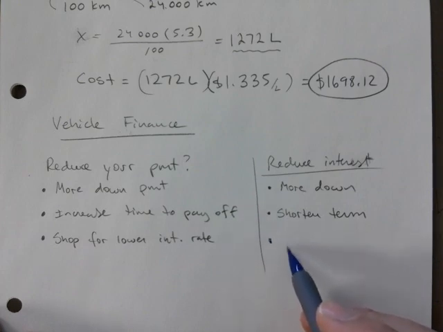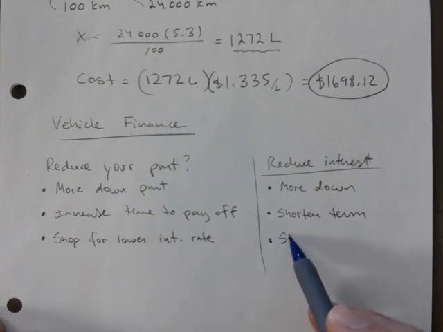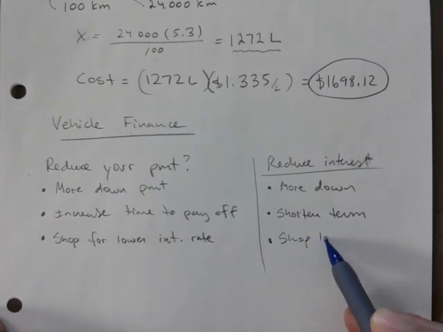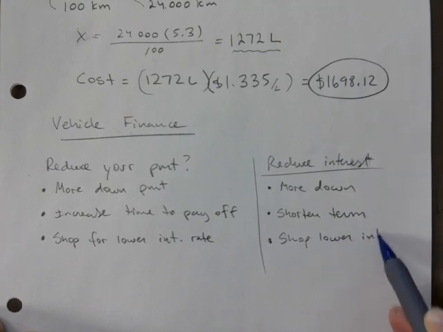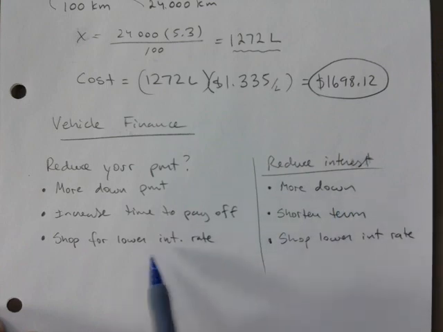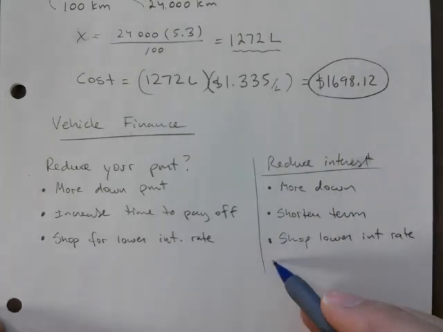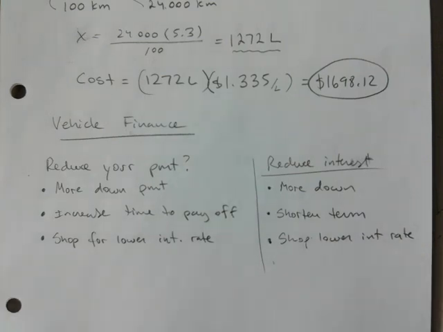Anyways, shop for a lower interest rate. So the ones you can copy paste are the down payment and that one, but not the term. One more is make extra payments.